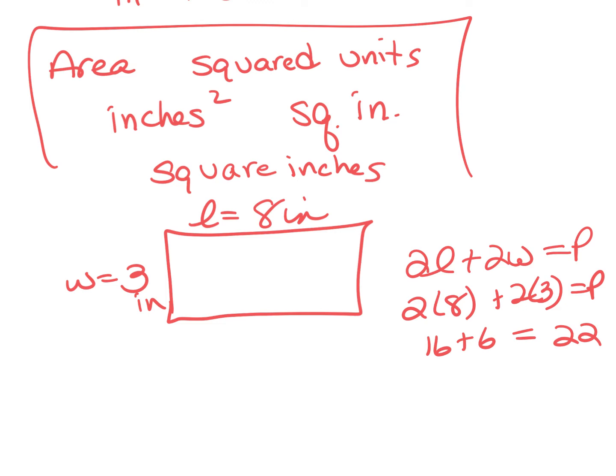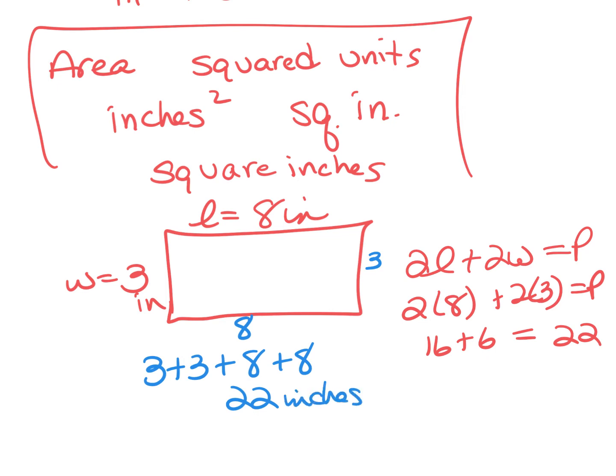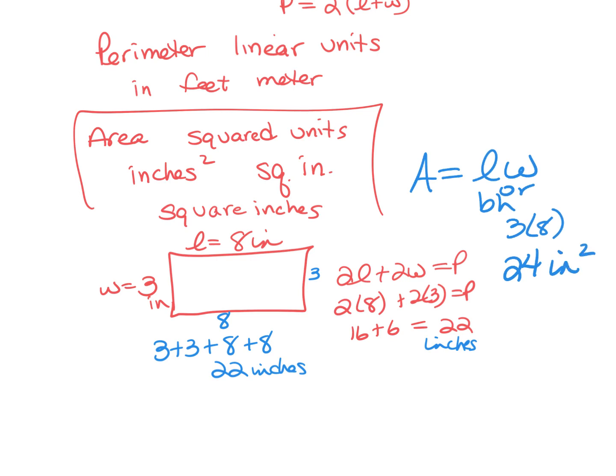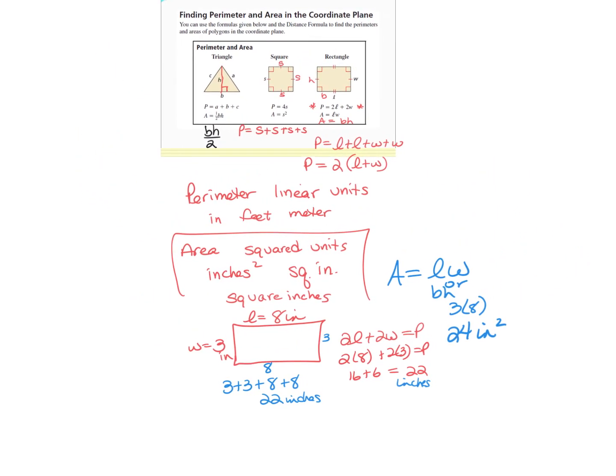Now you could have also realized that this side will be 8, this will be 3. You could also do 3 plus 3 plus 8 plus 8 and still get 22. And again, the units here are whatever they were in the problem. So 22 inches. However, if it's area, it is going to be length times width or base times height. So you would do 3 times 8 and it would be 24 inches squared. So the units on area are going to be squared.